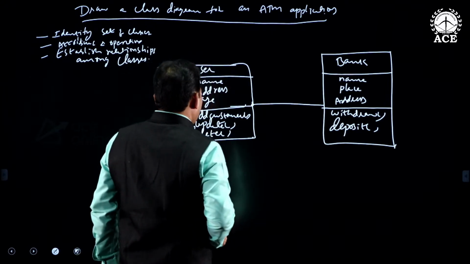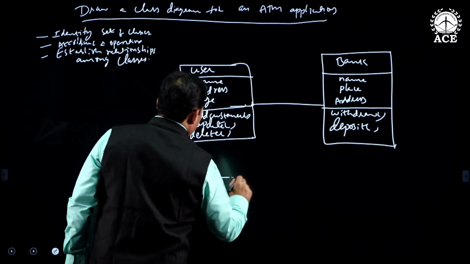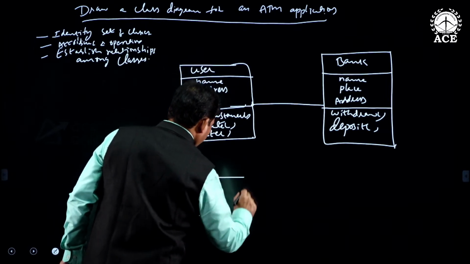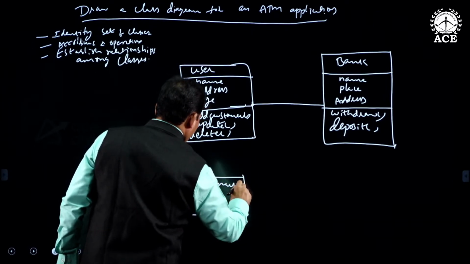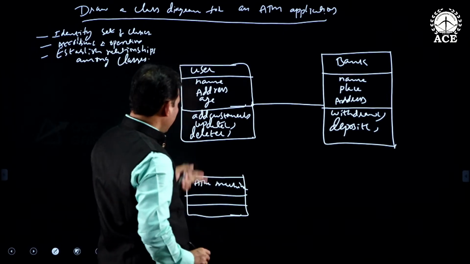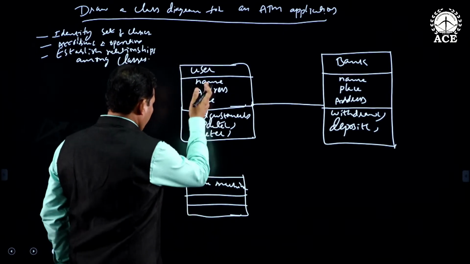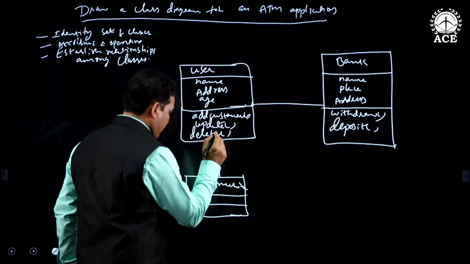Now coming to here, user is interacting with whom? The ATM machine. ATM machine is one more class. You can add some attributes and operations. So between user and ATM machine, what is the best suitable relationship? User depends on ATM machine and ATM machine also depends on user, that's why it is an association relationship.